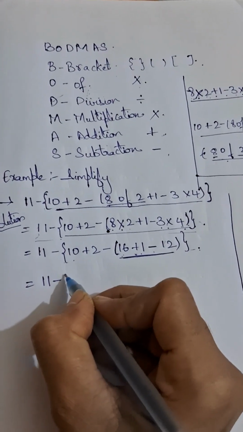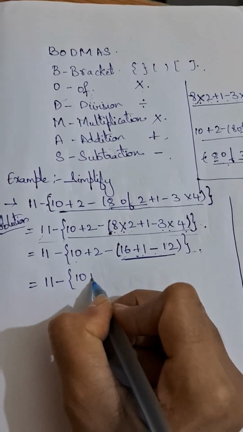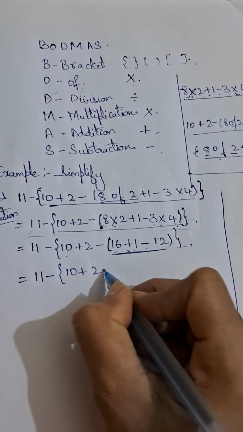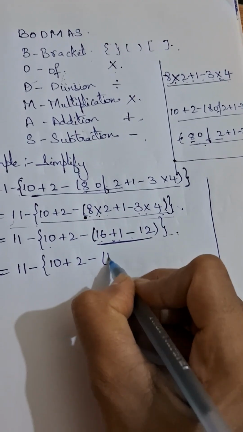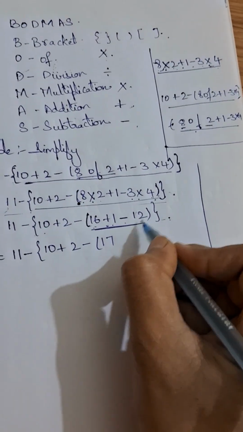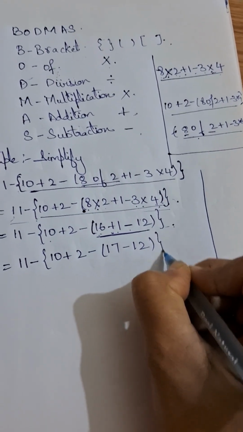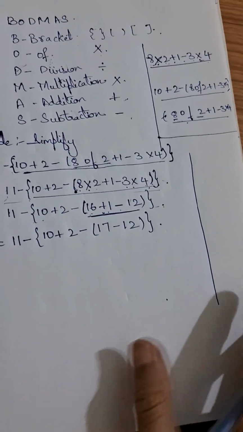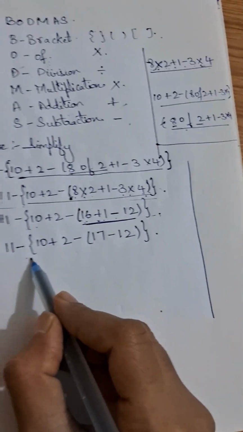Let us write it. 11 minus, open the flower bracket, 10 plus 2 minus parenthesis 16 plus 1 will become our 17. Minus 12 will be as it is. Close the parenthesis and close the flower brackets. Next observe in this step.